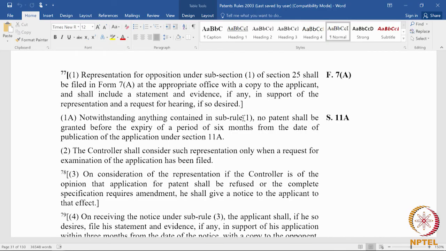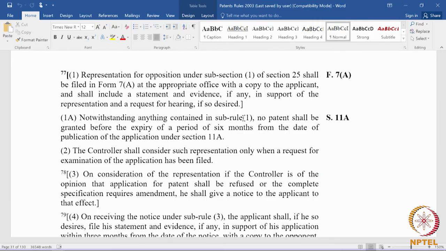Now, when you file Form 7A, you have to serve a copy to the applicant and it shall include a statement and evidence, if any, in support of the representation and a request for hearing. So, normally an opposition is accompanied by a statement and evidence. If you say that this is anticipated by a prior art, that is a statement. You have to mention the number of the specification, the prior art, and you will also have to keep the evidence. The evidence will be the prior art document.